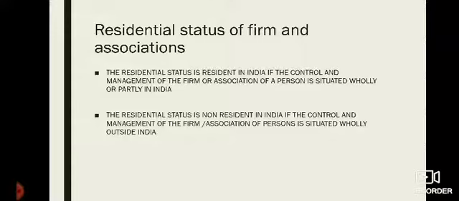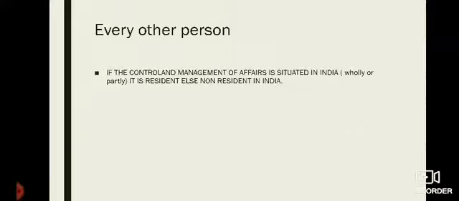In case of firm and association of persons, the residential status is resident in India if control and management of the firm or association of persons is situated wholly or partly in India. And if the management is not done completely or partly in India, then it is known as non-resident. In case of company, the control and management of affairs of the business has to be solely or completely done in India, then it is known as resident in India.